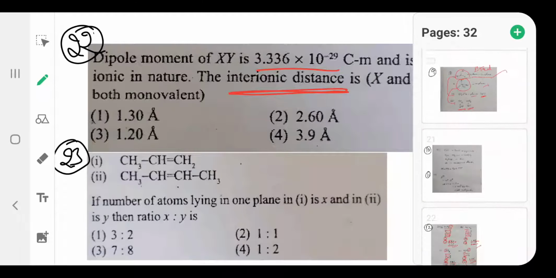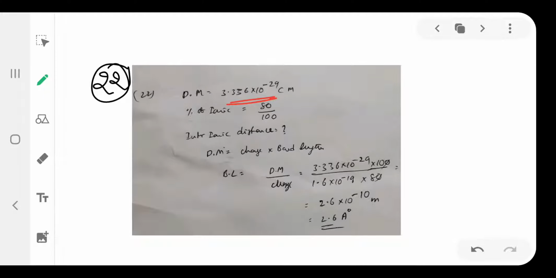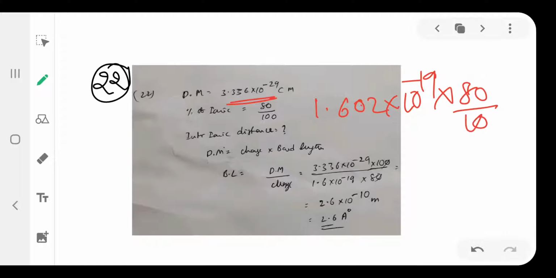See the calculation. The dipole moment is 3.336 into 10 power minus 29 coulomb meters. The charge is the electron charge, 1.602 into 10 power minus 19, into the ionic character, 80 by 100. Then we substitute these values in the charge. Then the interionic distance, meaning the bond length, we have to find out.